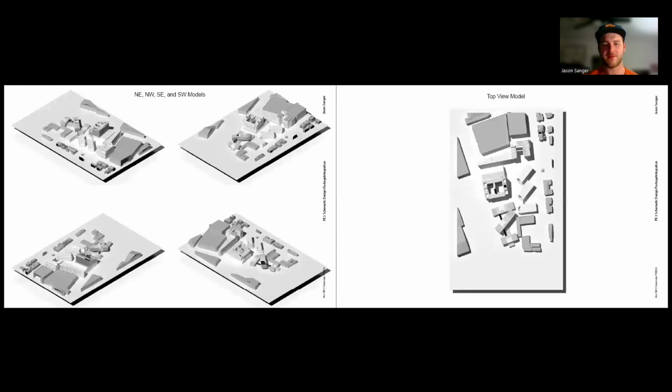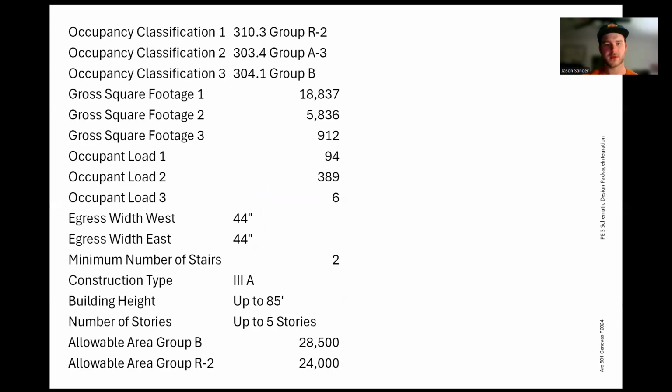Then on the left, we have northeast, northwest, southeast, and southwest models, just showing site surrounding context, as well as my group's building massings on the site. Same as shown here on the right. This is the top view, showing some more site context views.